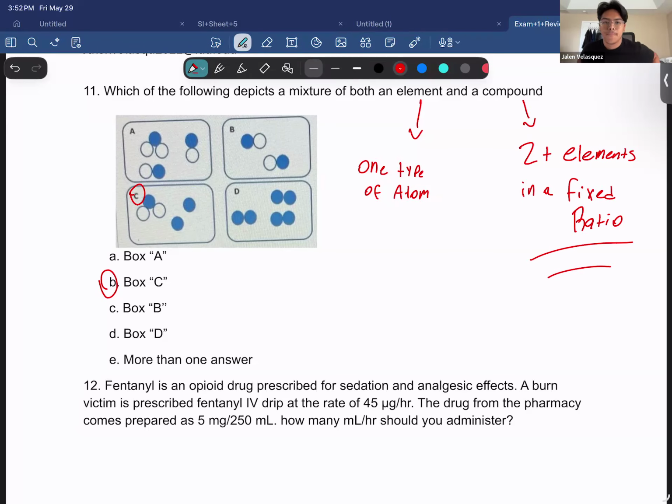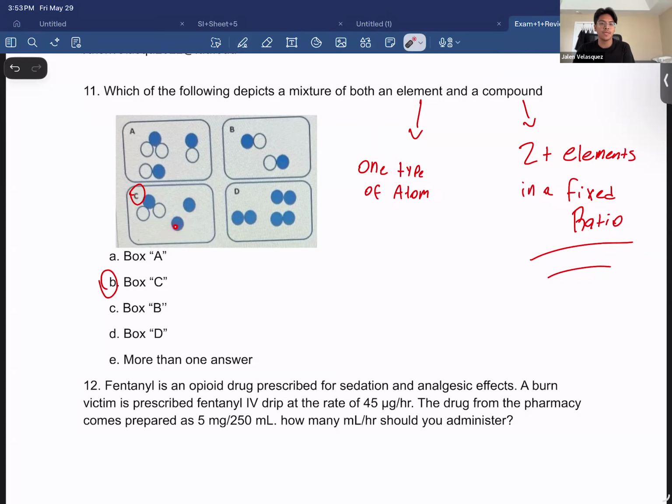Okay, so an element, again, is going to consist of only one type of atom, right? So here we have a blue ball and a white ball. Box C, the blue is supposed to represent some type of element. So here's an element, here's the atom. These are the atoms of the element.